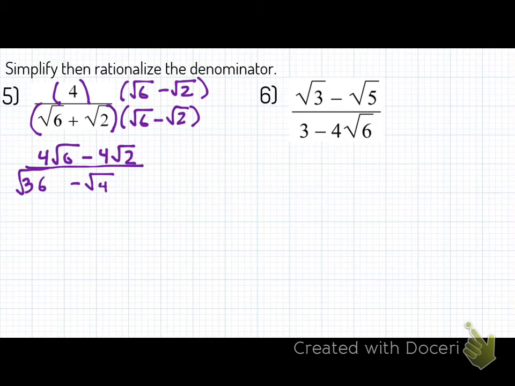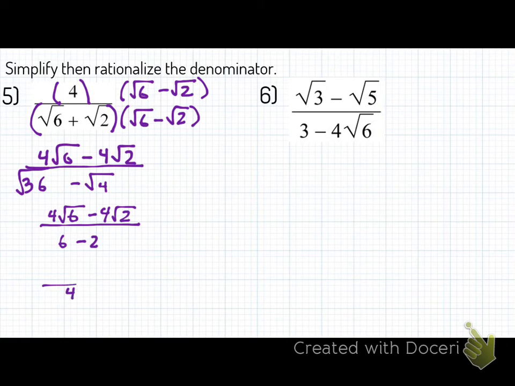Okay, so you should be done. Checking your work now. Here we go. So I'm going to keep going on this problem. We got 4 rad 6 minus 4 rad 2. Denominator, we got square root of 36 is 6. Square root of 4 is 2. So 6 minus 2, again, is going to be 4. Sorry about that. So 6 minus 2 is 4, right? So I have this down here.